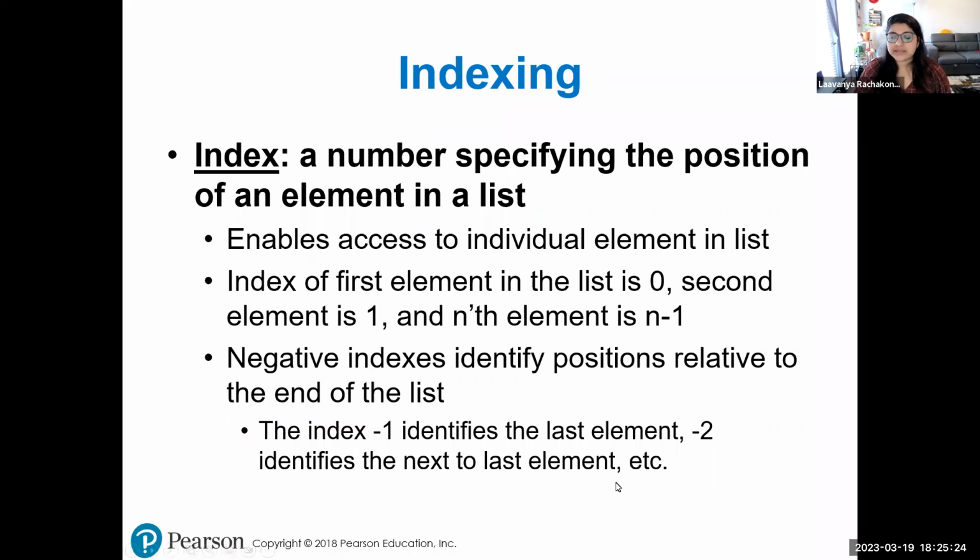So negative indexes also identify positions related to the end of the list. So -1 index identifies the last element in your list. -2 will be second from last. -3 will be the third element when you're looking towards the end of your list.